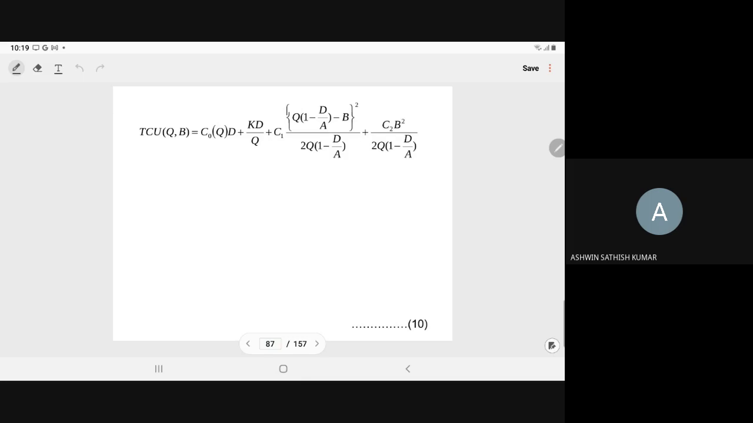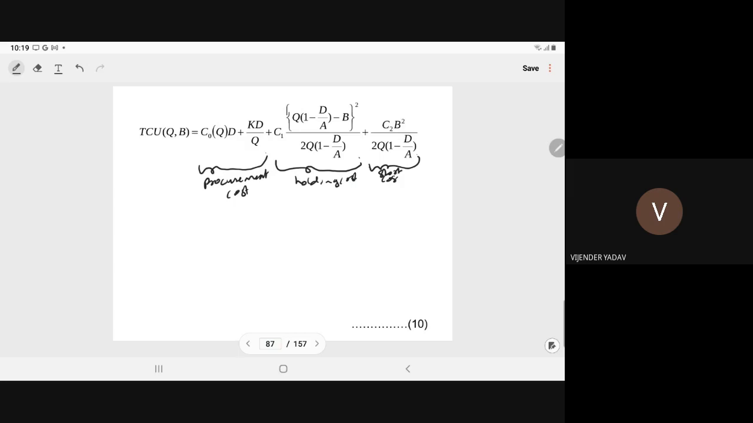Now, during the derivation, we have seen when we did model third, we computed the TCU as a function of Q and B. In that, this is the procurement cost, this is your holding cost, and this is your shortage cost.